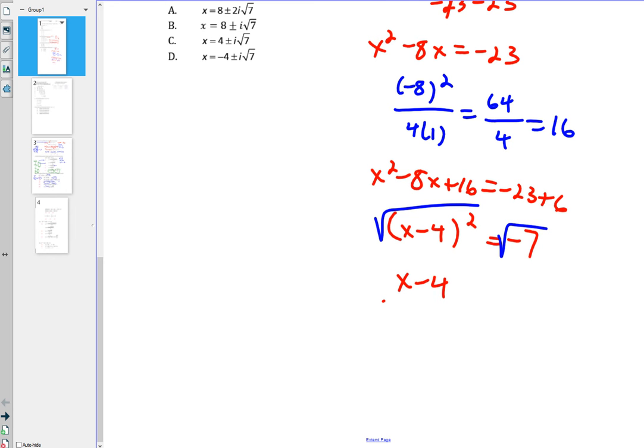x minus 4 is equal to plus or minus i square root of 7. 7 is prime, so I can't do anything with 7. Plus 4, x equals 4 plus or minus i square root of 7.